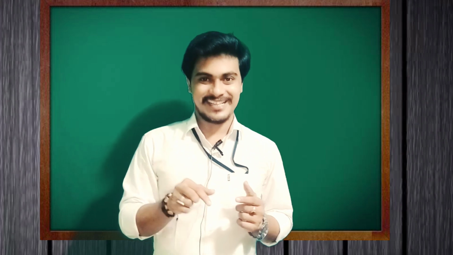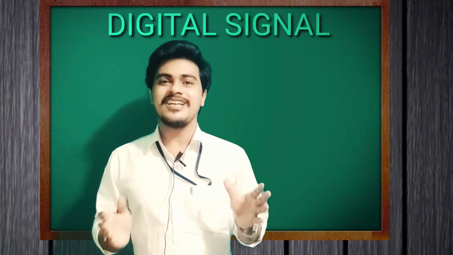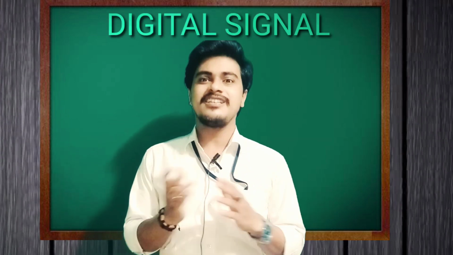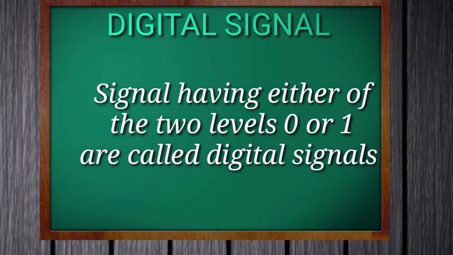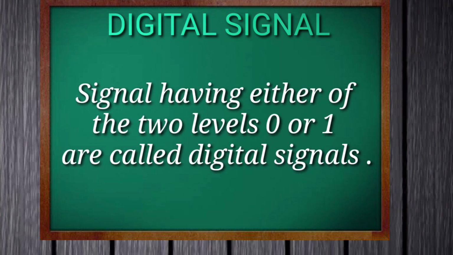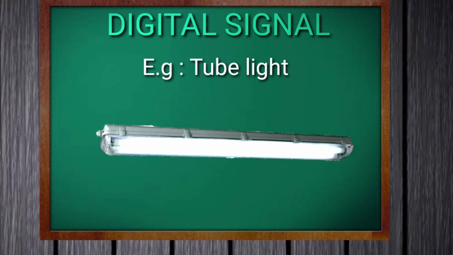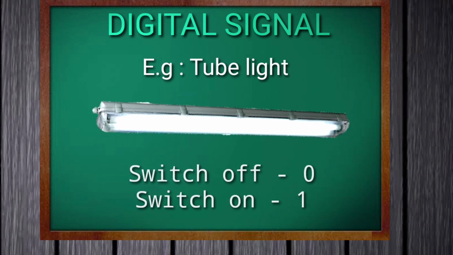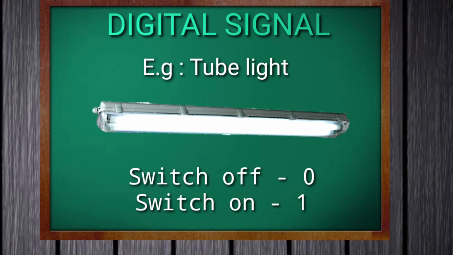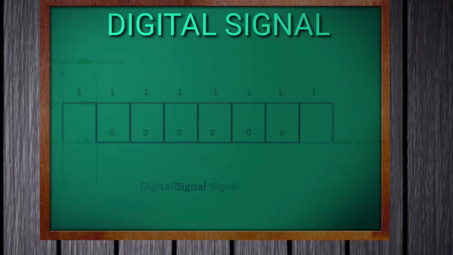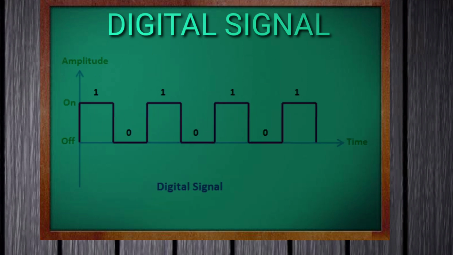Then finally, we are going to talk about digital signals. There is no continuous variation in the case of a digital signal. Signals having either of the two levels, 0 or 1, are called digital signals. For example, a tube light: switch off is 0, switch on is 1. A typical digital signal is shown in the figure.